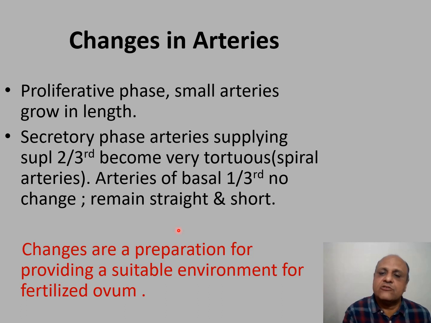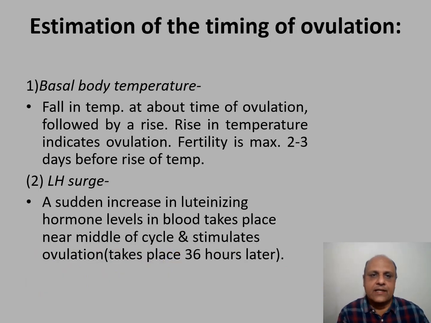So all these changes, why are they taking place? To provide a suitable medium or environment for the fertilized ovum. So that is a sort of a reception being arranged for the fertilized ovum, that when the fertilized ovum comes, the uterus should be ready to receive it for the continuation of pregnancy. So these changes take place every month and constitute the menstrual cycle.